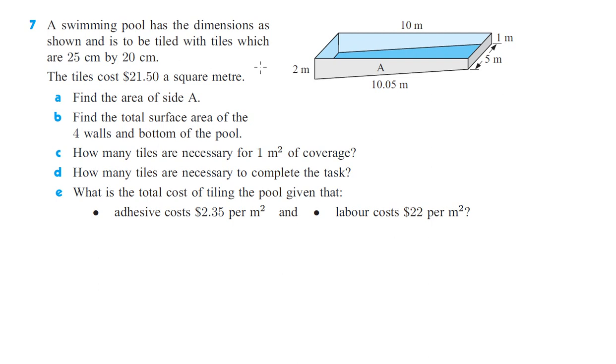Okay, this is a good one. This one has you figuring out all sorts of great stuff. So, the swimming pool has dimensions as shown over here, and it's to be tiled with tiles which are 25 centimeters by 20 centimeters long. So little rectangular tiles. Tiles cost $21.50 a square meter. Find the area of side A. So here's side A. Okay.